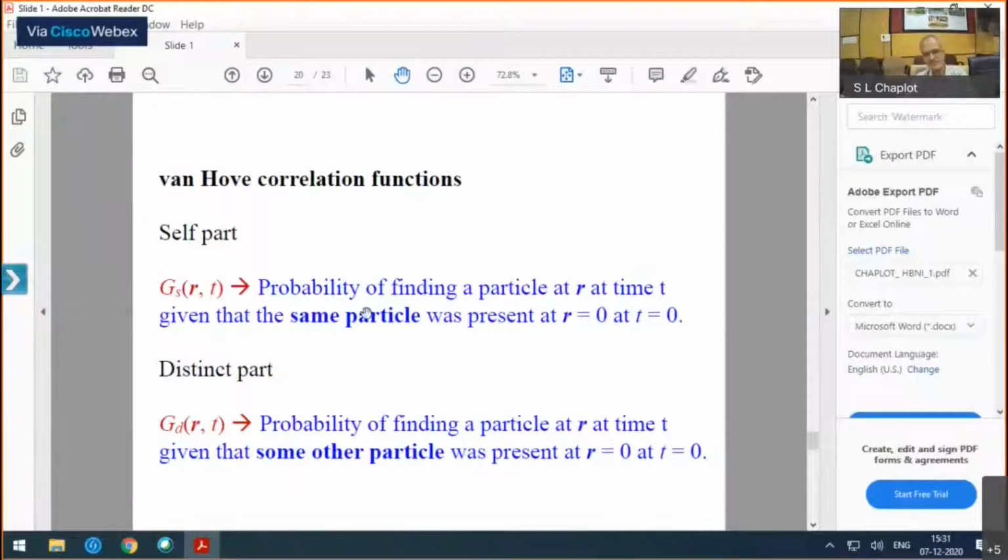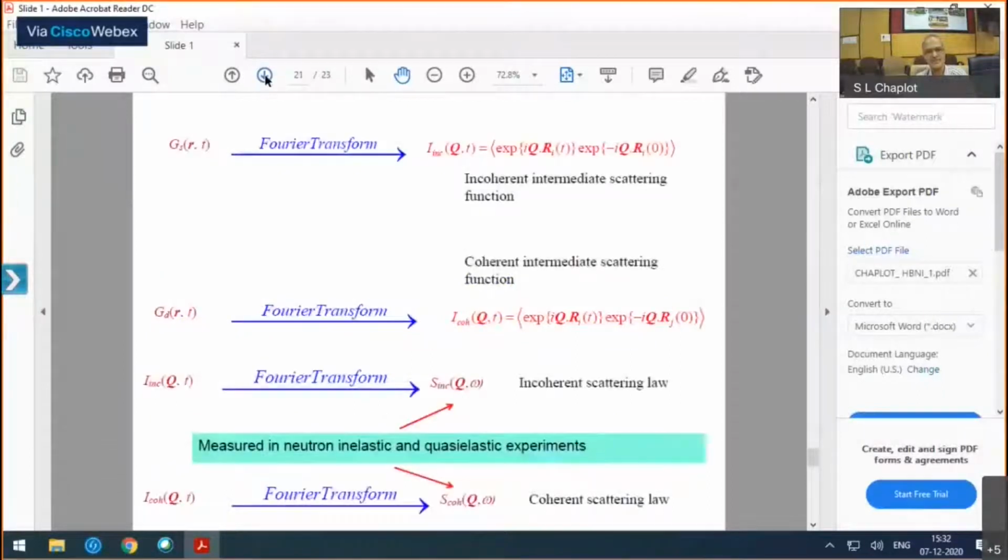In fact, I should say that the self part is related to the coherent scattering as well as incoherent scattering, because even though it's the same particle or atom, it has both coherent and incoherent scattering. So both of them will contribute to this, whereas only the coherent part of the scattering will contribute to the distinct correlation function. So these are formal definitions.